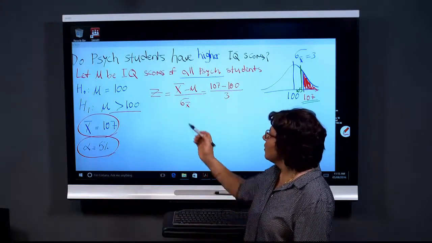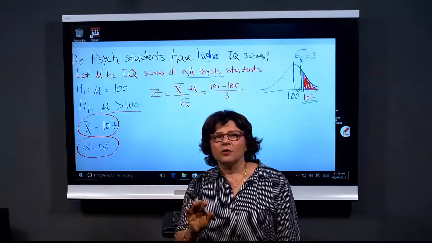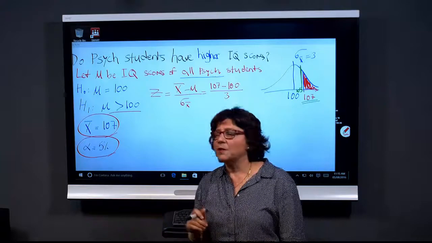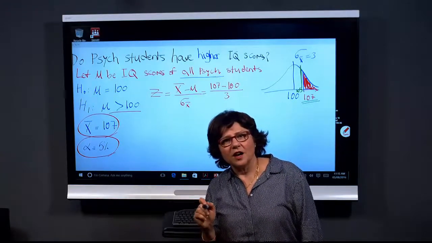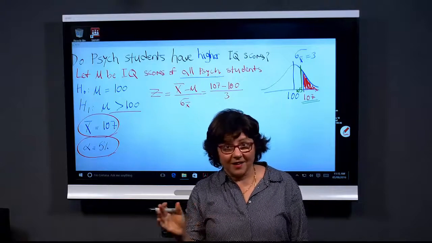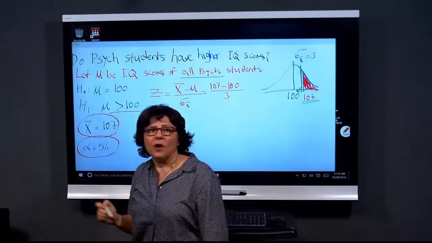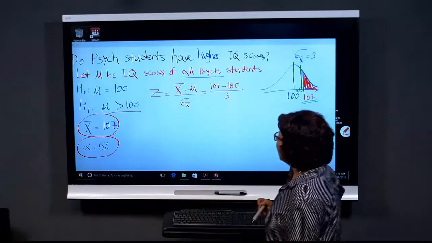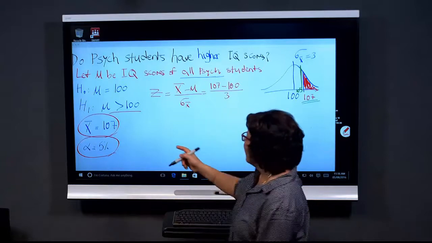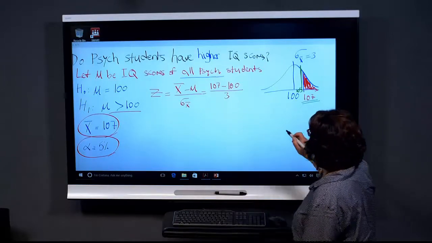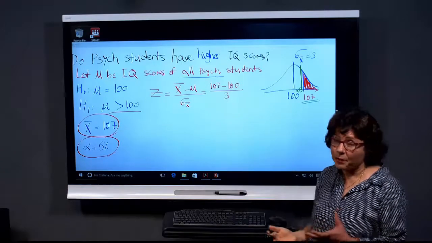And then our null hypothesis is the psych students' IQ score is the same as the rest of the population. Our alternative would be the psych students' IQ score is higher. So that would be the H naught and H1. And then the observed value was X bar equal to 107, with a 5% significance level.